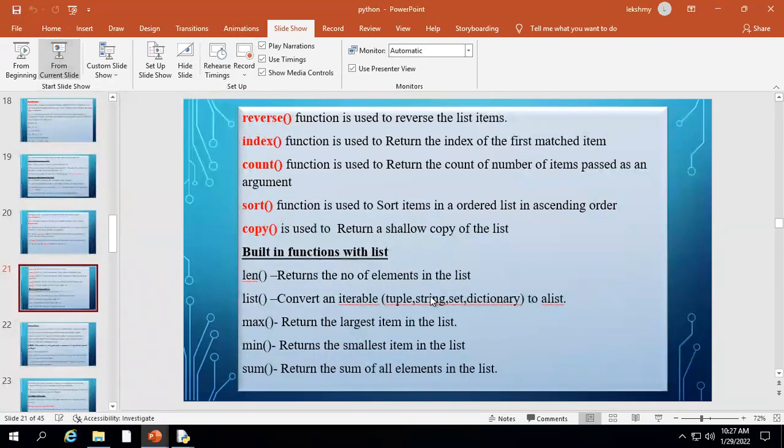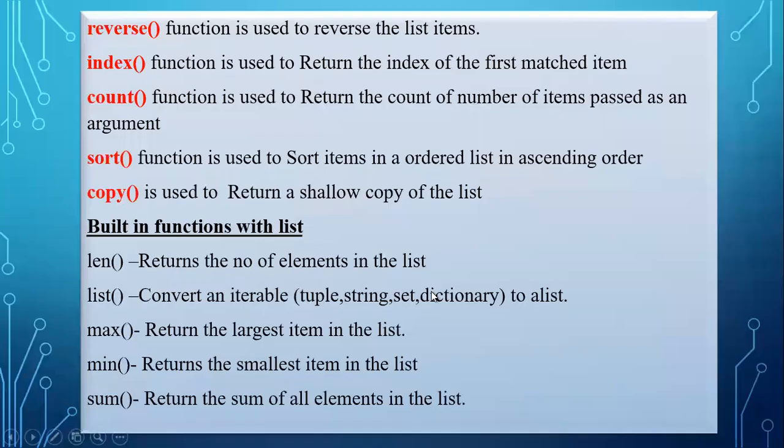Now what are the other methods available here in the list class? We have a reverse method that is used to reverse the list items. Index is used to return the index of the first matched item. Count function is there. That is again a method which is used to return the count of the number of items passed as an argument. Sort method is there. Items we can arrange in the form of ascending order. Then copy is there, which is used to return a shallow copy of the list. Another important methods which are available in the list class.